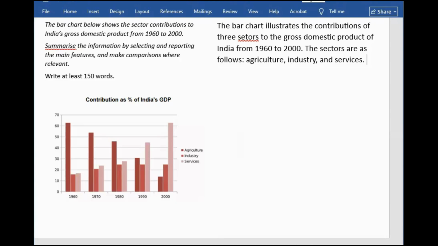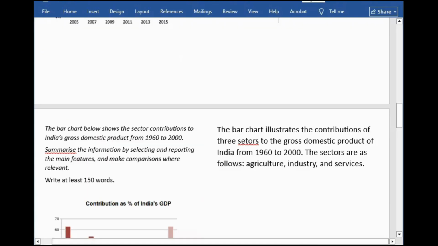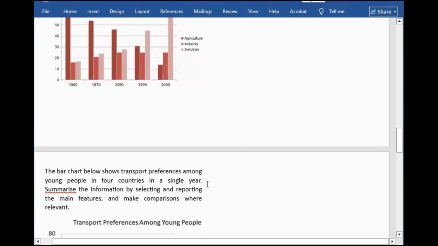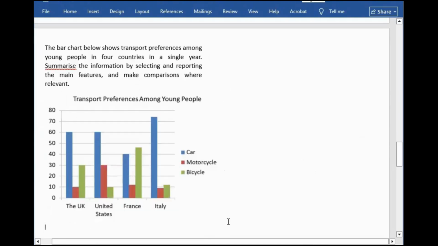Very straightforward. Can you see the two-sentence introduction? I personally prefer the two-sentence introduction because it makes your work neater. That's what I've noticed. It reduces the risk of vocabulary errors and cohesion errors. Now let's look at this one. Let's write the introduction for this one.